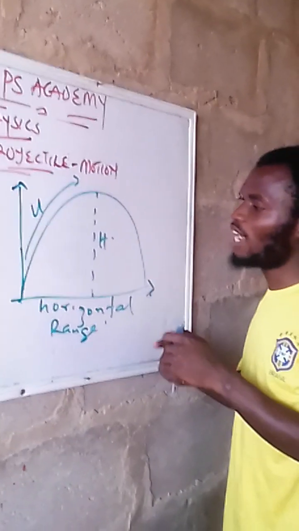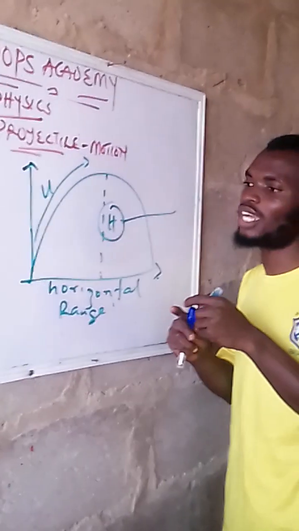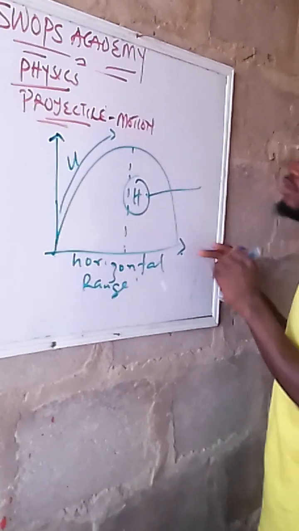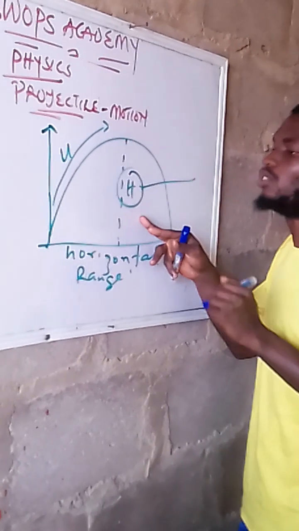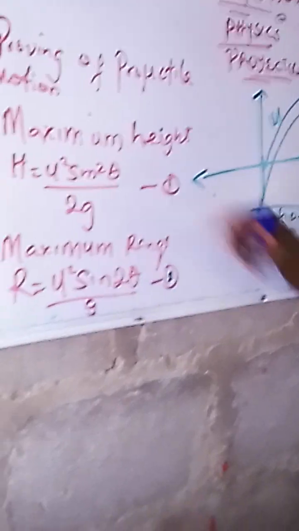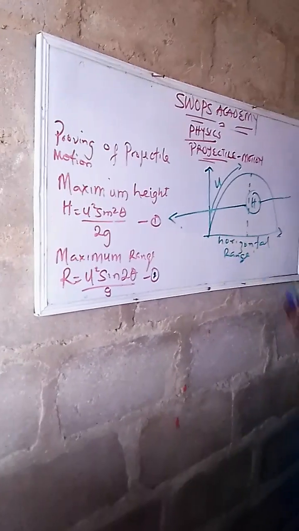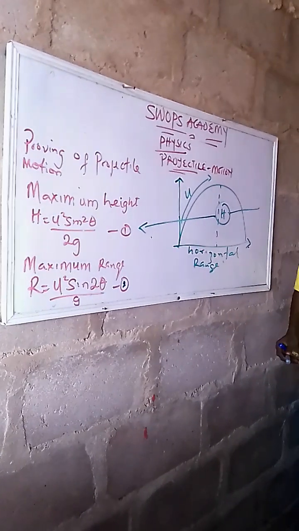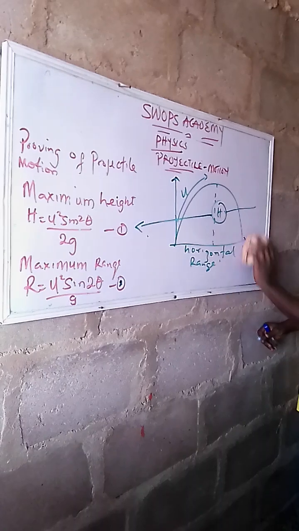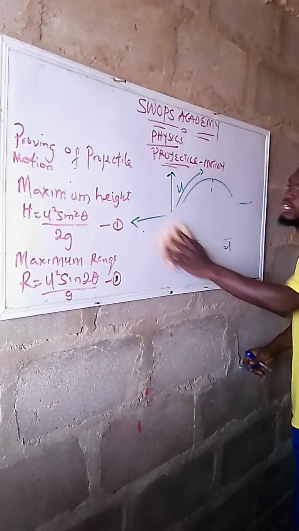Are we together? And if this is our height, what is the formula for calculating that? That is what we want to look into. What is the formula for calculating this? Now, let's relate it to this. How do they get u square sine square theta all upon 2g? How did they get that? So that's what we want to look into. Now, since we have understood this diagram, let's try and see how we can prove this.